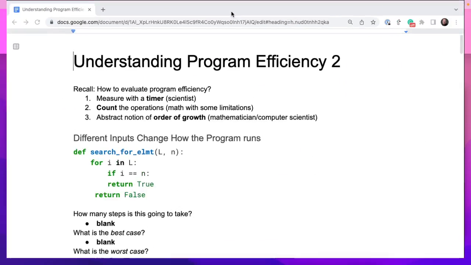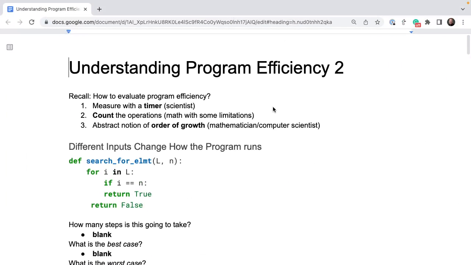All right, so last class we were understanding programming efficiency, and we were looking at these three methodologies right here: how to evaluate program efficiency. We thought about the scientists. Don't tell any of the science majors this, but we basically said their way is terrible, but it had certain flaws. There were certain flaws with the timer.